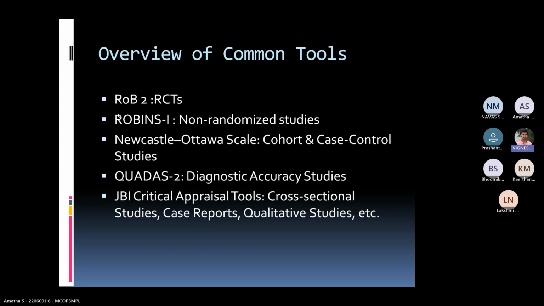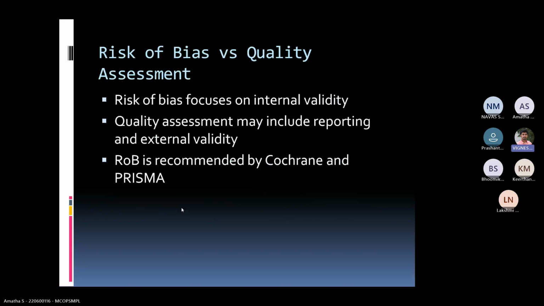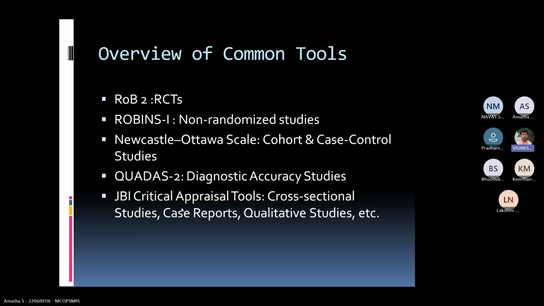So risk of bias tools, as I told, there are many tools: ROB2, ROBINS, Newcastle-Ottawa, QUADAS, then JBI critical appraisal tool. All these are tools which are used for risk of bias assessment. This ROB is the main software. Under this, these many sub tools are there, which are used for the analysis based on that study. If your study is a randomized control trial, you have to go for ROB2. Then ROBINS if it is non-randomized, Newcastle-Ottawa if it is case control or cohort. So based on these studies, you have to select the common tool.